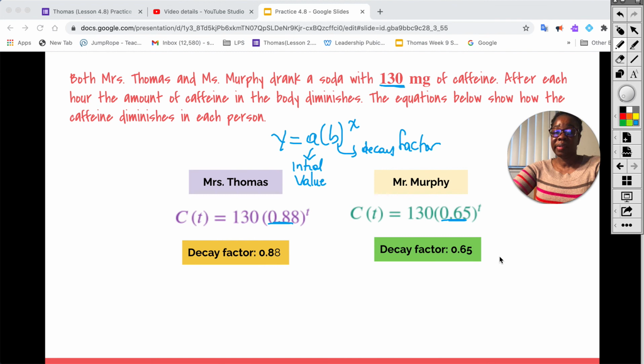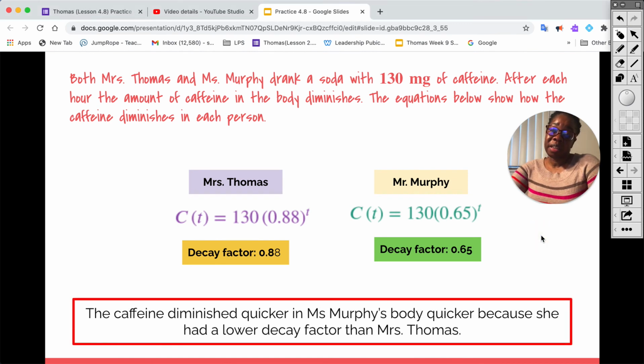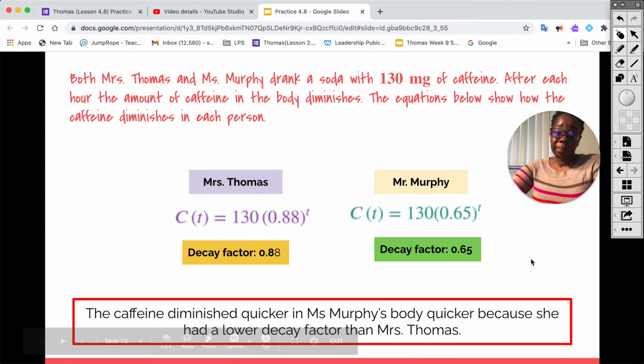This number 0.65 is a smaller number than 0.88 for Mrs. Thomas. So we would say that the caffeine diminished quicker in Miss Murphy's body because she had a lower decay factor than Mrs. Thomas, or when you check it out, she has a lower remaining value of caffeine in her body than Mrs. Thomas.